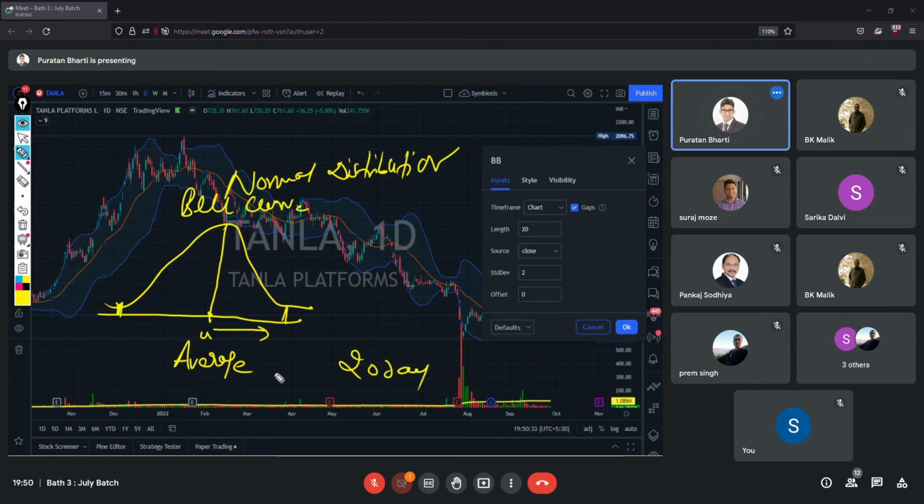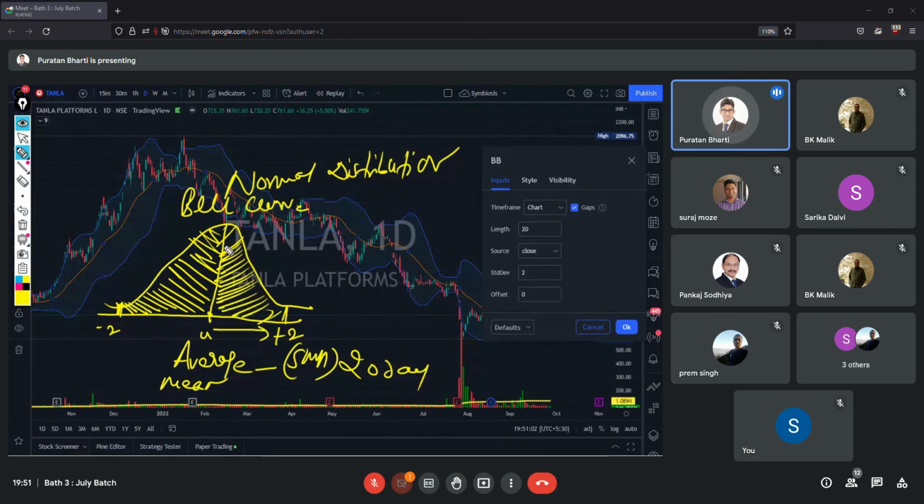If you calculate a simple moving average, you have just calculated the average, or mean, or mu, however you call it. This is the average. So from here plus 2 steps and here minus 2 steps. This basically covers 95% of the data. So if you go plus minus 1 standard deviation, it covers 68% of the data.